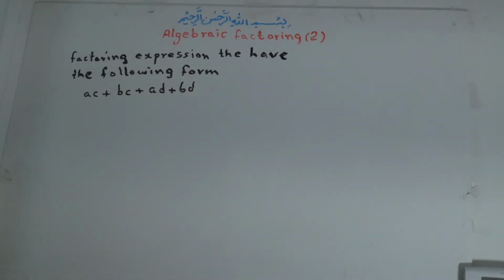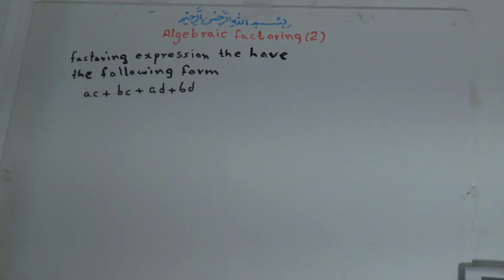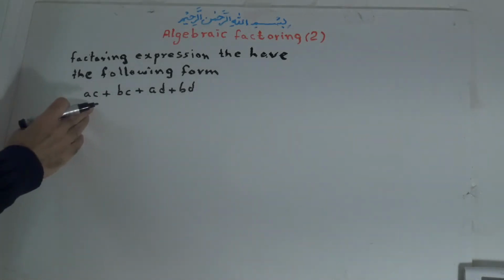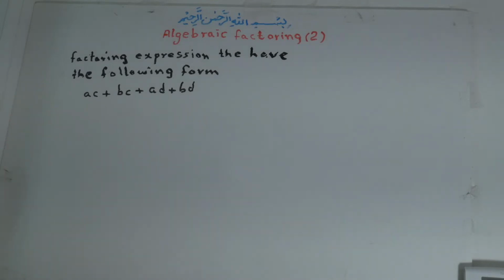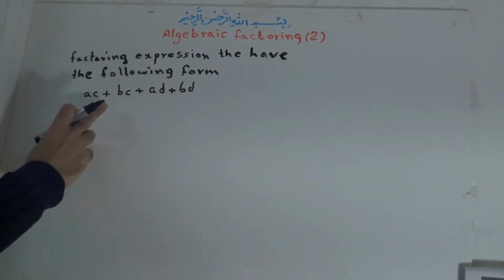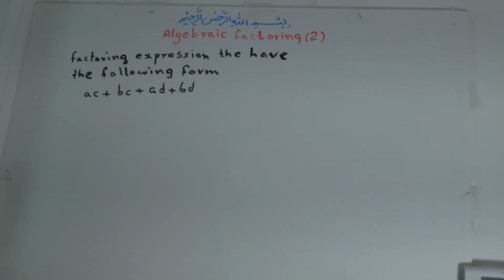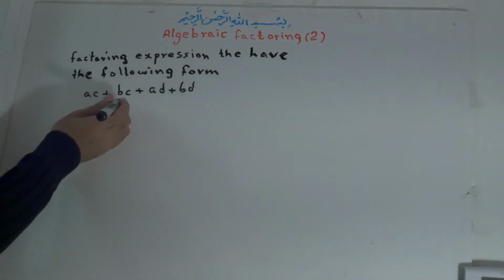Already in factoring number 1, we see that if there is some statement, in all of them there are one or two or three common letters. But here there is not. Here is A, here is A, but there is not A. Here is C, but there is not C. In these two terms there is no C, D. But what we do, we solve this kind of problem like this.